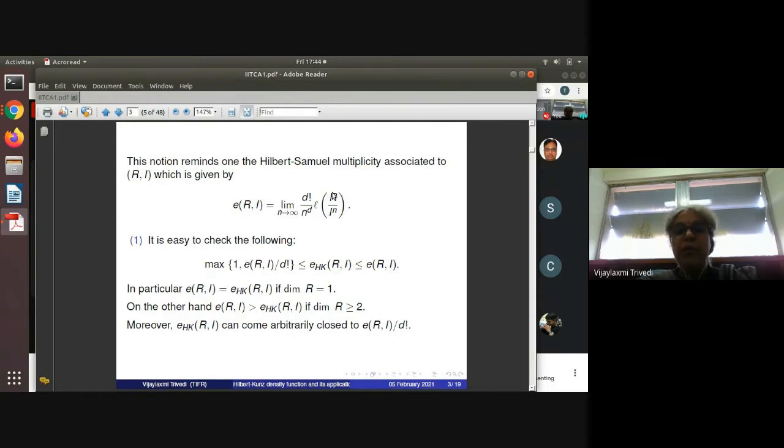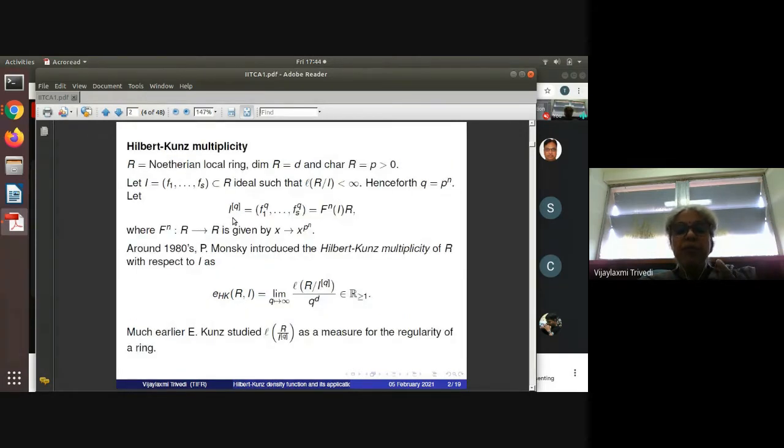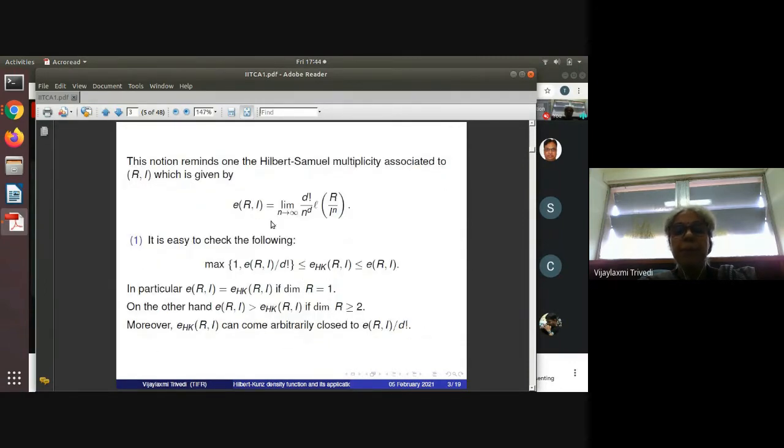So on one hand, you have I^n, and on the other hand, you have I^[q]. You're going modulo the same power, p^(nd), and here also the same thing. So the question is, what is the relation between these two invariants? This was the first observation Monsky made when he introduced it: e_HK(R, I) is less than or equal to e(R, I), the Hilbert multiplicity of R at I, and it's greater than or equal to the maximum of 1 and e(R, I) divided by d factorial. It's easy to check. This is obvious from the definition, because I^n is naturally bigger than the ideal I^[q].